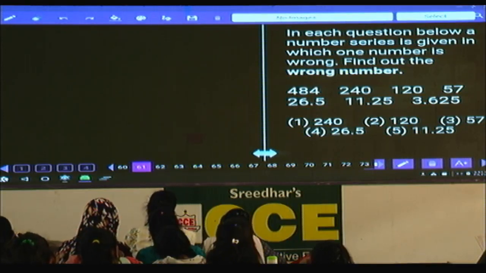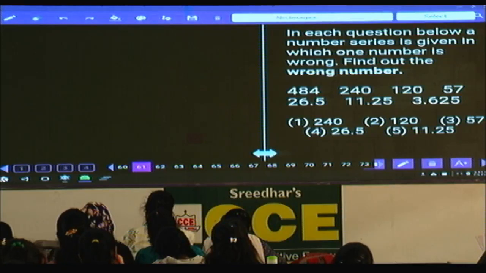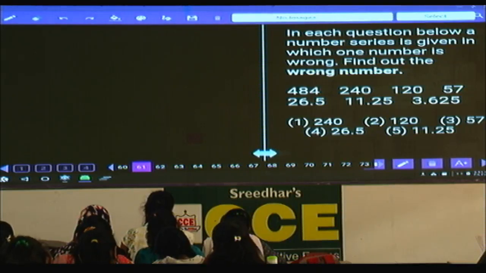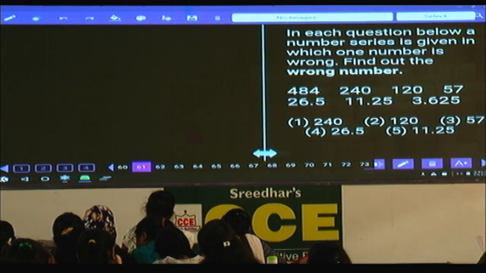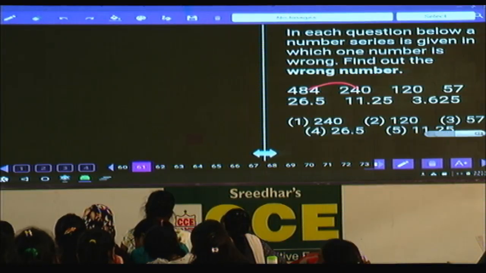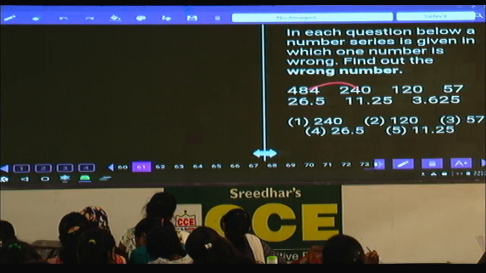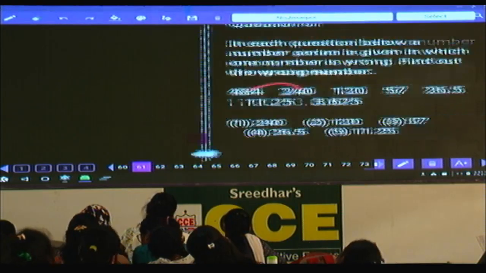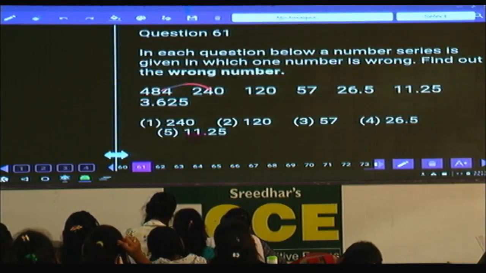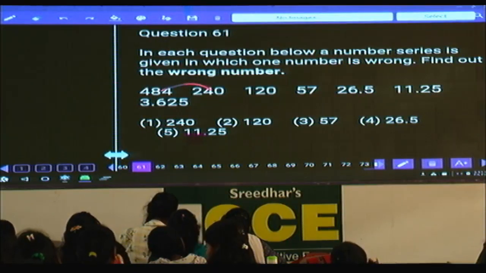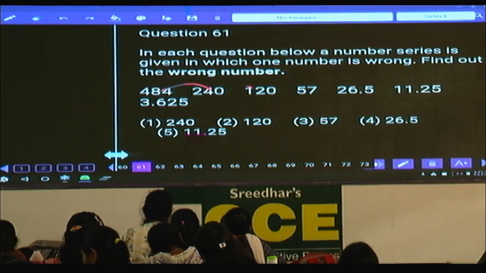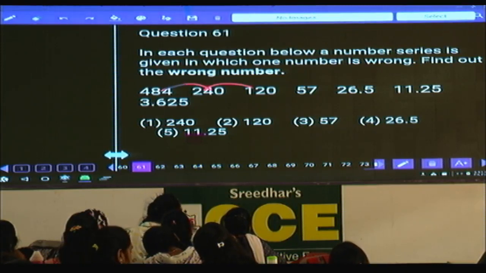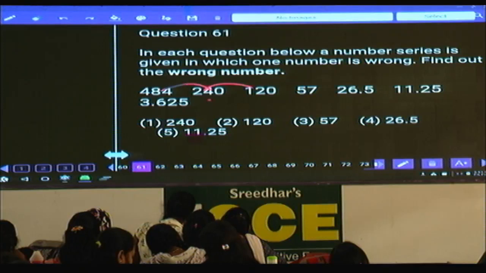Then 484, 240, 120, 57. Isn't it? No, sir. 484 and 240. How can you express this one? 240 into 2 is so much? 480 plus 4. Isn't it? Or else into half minus 2, or in the reverse order into 2 plus 4. Then in this one 120 into 2, 240. Isn't it? Hence there should be a wrong number between these two.